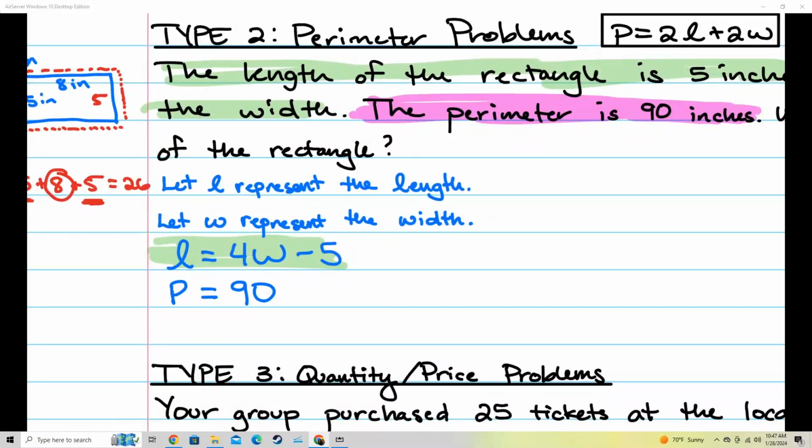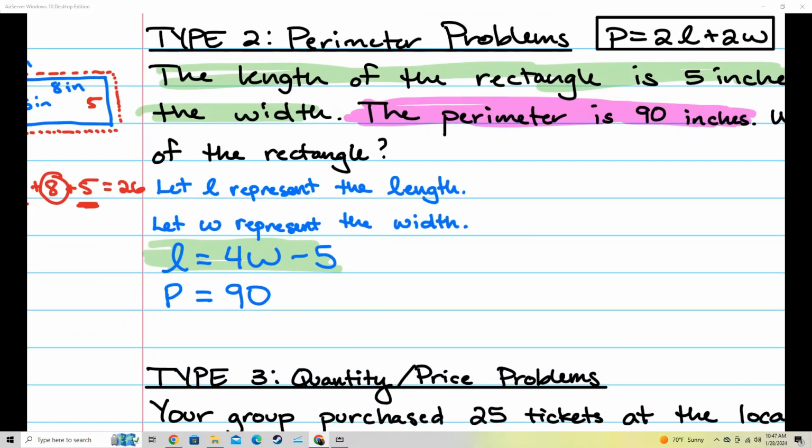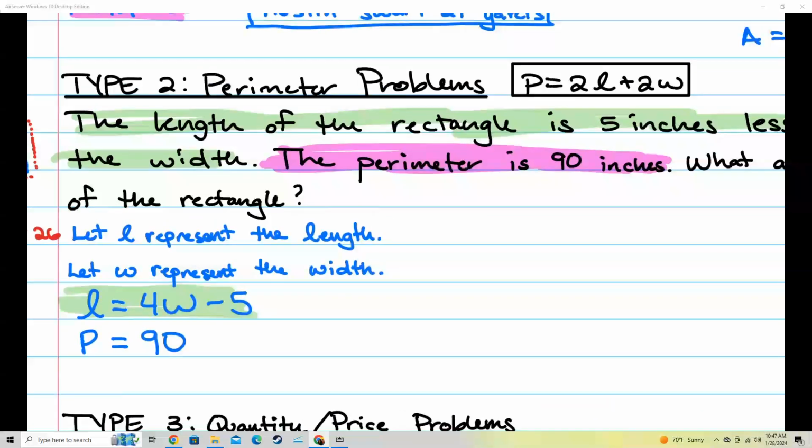So then how am I going to use the fact that the perimeter is 90 inches? Well, remember, we have this formula over here that says that the perimeter is the same thing as 2L plus 2W. But guys, I know the perimeter. How much is the perimeter? Well, we just said that the perimeter is 90, so instead of writing the letter P here, I can replace this letter P with the number 90 because I know that the perimeter is the same thing as 90.